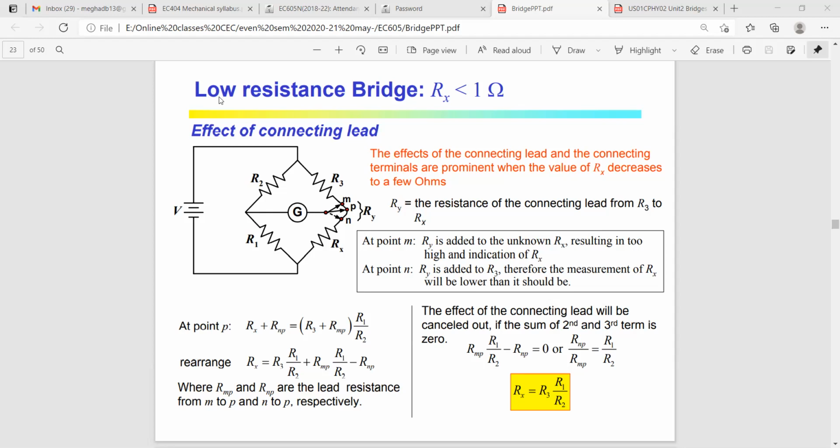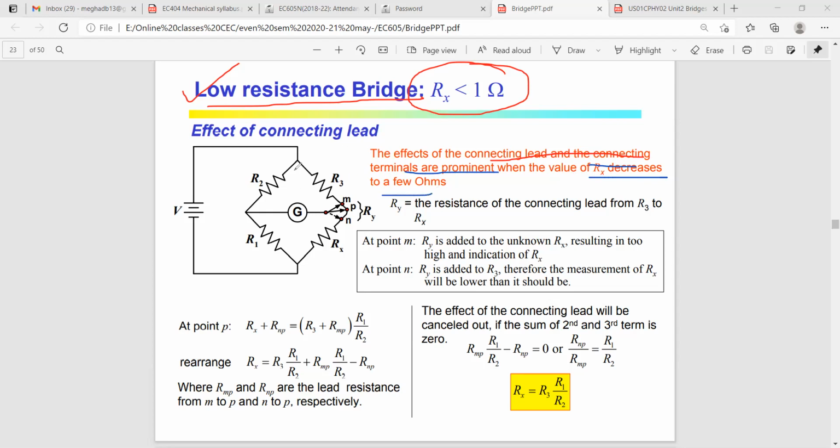Yes. So in my PPT, it's clearly written that it is a low resistance bridge. So we have to see that the resistance must be less than 1 ohm. Whatever resistance we need to calculate in case of Kelvin double bridge, it must be a small value, less than 1 ohm. The effects of the connecting leads and connecting terminals are prominent when the value of Rs decreases to a few ohms.